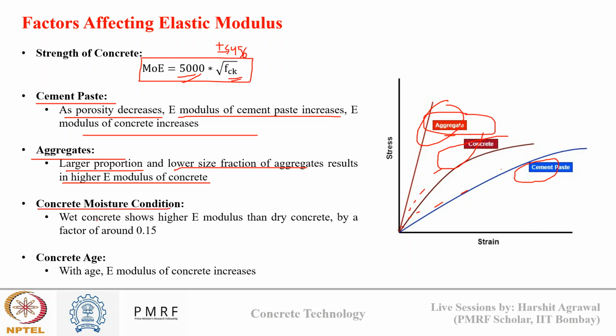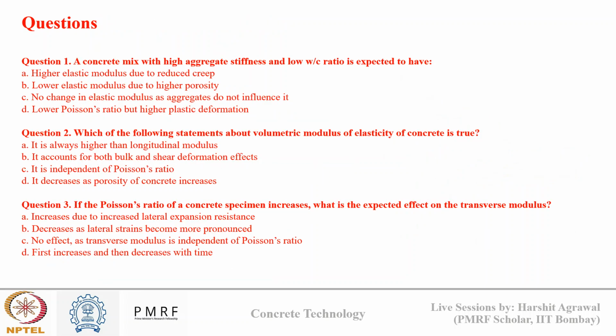Concrete moisture conditions: wet concrete shows a higher MOE than dry concrete by a factor of around 0.15. This is all observed, that wet concrete shows a higher MOE value. And finally, the age of concrete. With age, the MOE value of concrete will increase due to densification of pores, a decrease in porosity, and densification of my concrete matrix. This is very common, we already know why this is happening. So this is how different concrete factors can affect the MOE value.